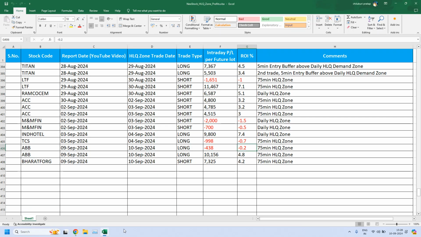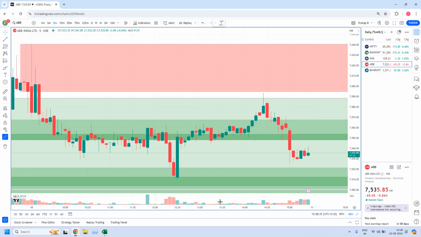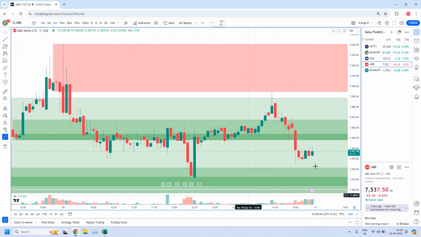And in this way, ABB has given 10,156 rupees profit, which is a 4.8% ROI as per one futures margin cost. Because always we calculate ROI as per one futures margin cost. So this is about ABB.